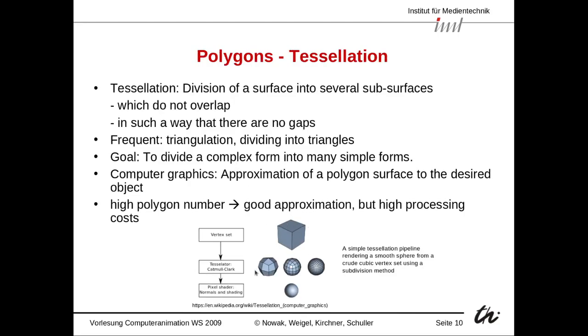So here you can see a few examples. Here we have a sphere with different resolution, and you can see the more edges and vertices you have, the more round it becomes.